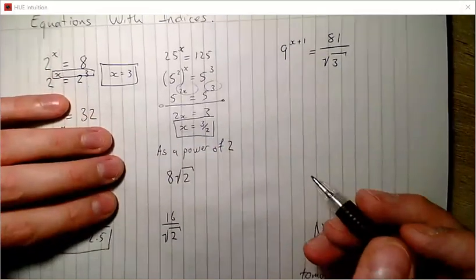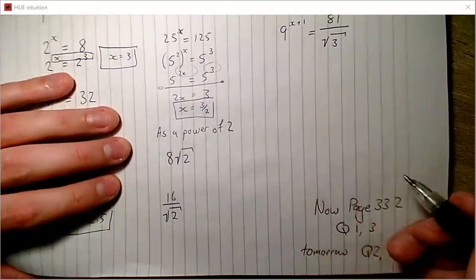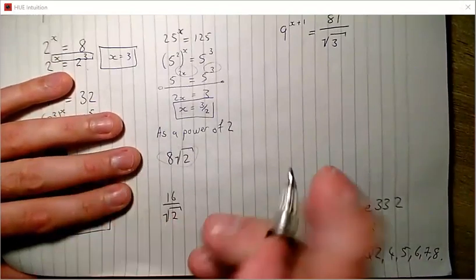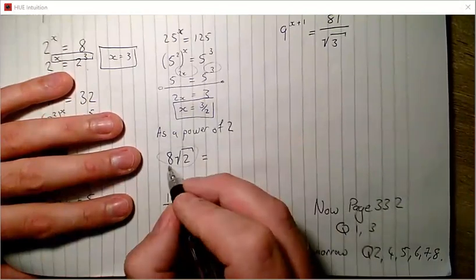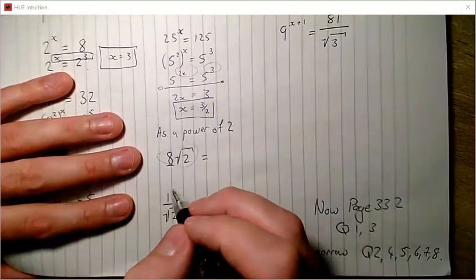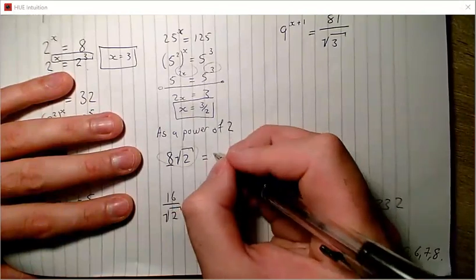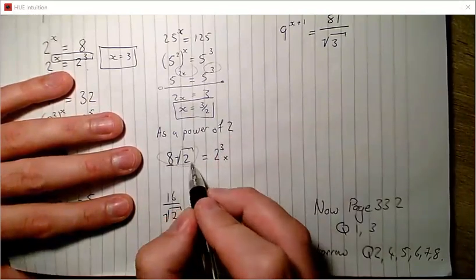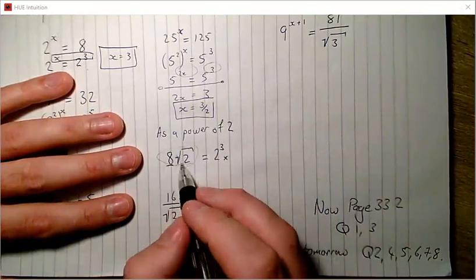Next thing that you'll be asked to do in some places in this exercise is to take a number like this and write it, say, as a power of 2. But how do I do that? So you break it up. 8 as a power of 2, well, that's 2 by 2 by 2 is 8. So that's 2 cubed multiplied by the square root of 2 as a power of 2.